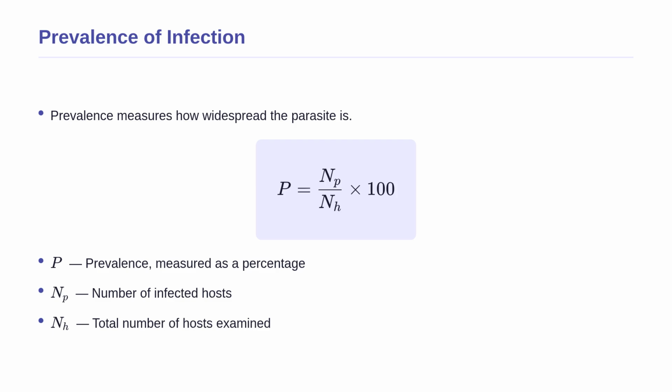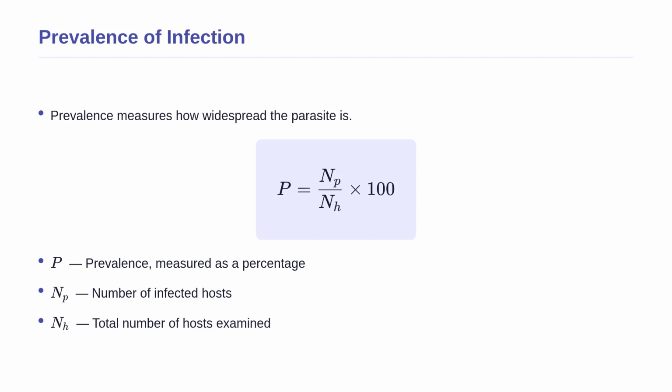This brings us to our first mathematical tool, the formula for prevalence. Conceptually, prevalence tells us how widespread a parasite is within a specific group. The formula is P equals N sub P divided by N sub H, all multiplied by 100. Let us break down these symbols.